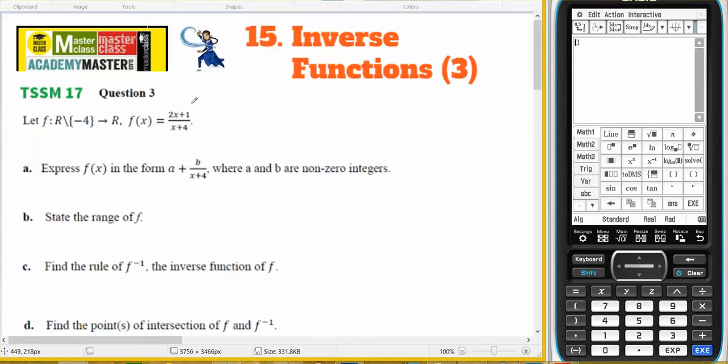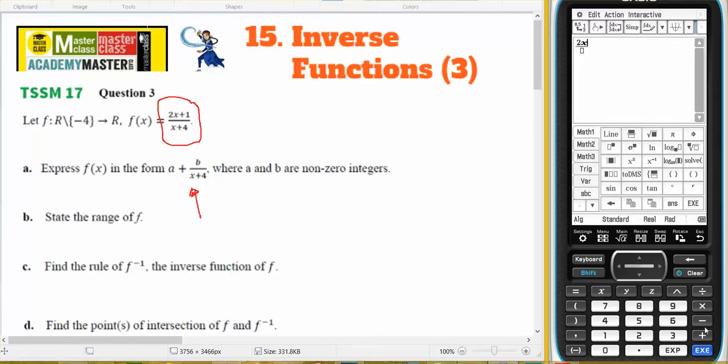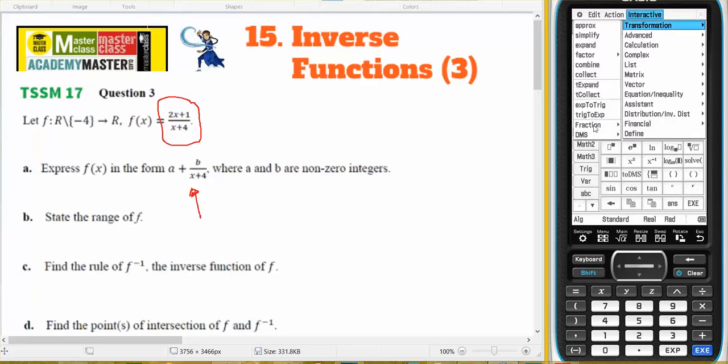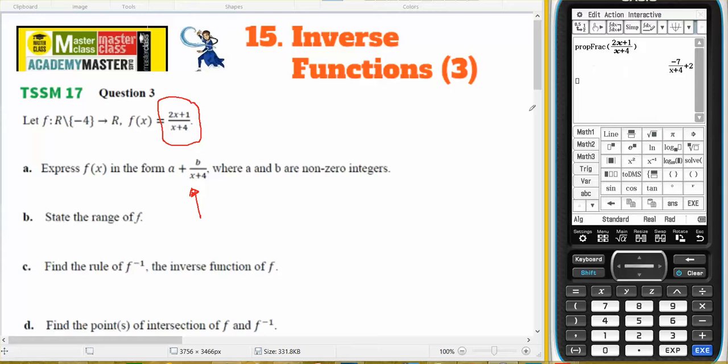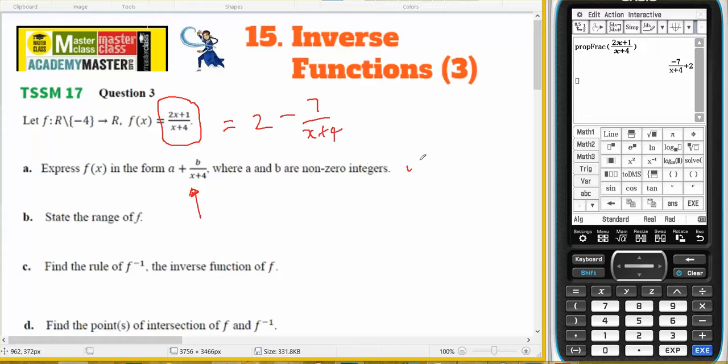Okay, I have this hyperbola. I've been asked to put it into this form, so I'm going to use my calculator to do that. 2x plus 1. If I don't use the calculator, I have to do polynomial division. I select it, interactive, transform, fraction to proper fraction, and it's going to equal 2 minus 7 on top of x plus 4. So I've done that.